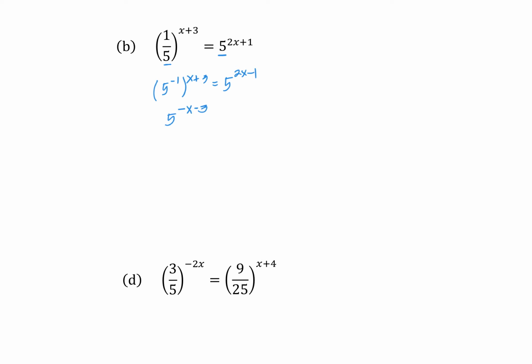So it's 5 to the negative x minus 3 equal to 5 to the 2x minus 1. I got my bases to match. It must be true that the exponent negative x minus 3 is equal to the exponent 2x minus 1. I think I'm going to add x to get 3x on the right, and then add 1 to get a negative 2.